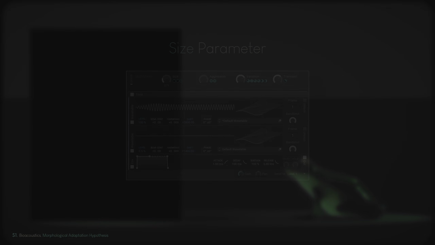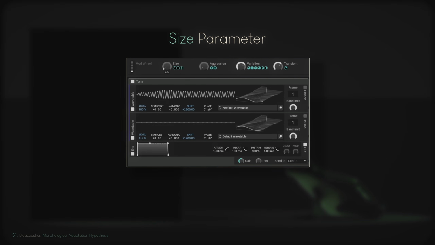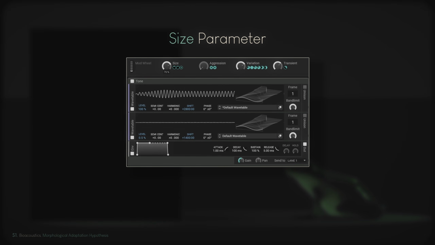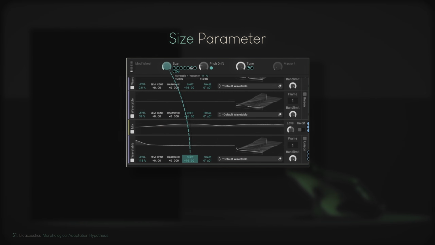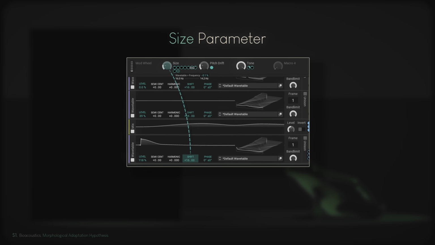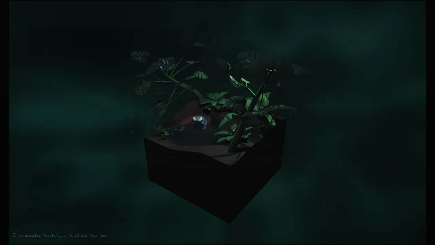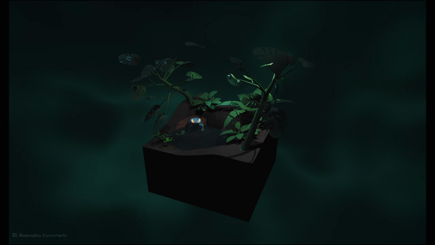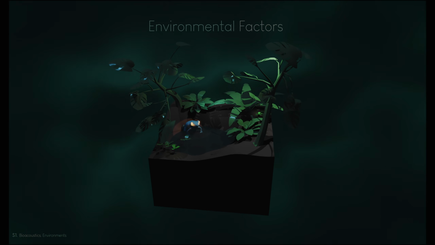So we can create a parameter for body size in our patches that controls the fundamental frequency. And depending on the organism, we may also map it to other values such as pulse rate, which we will see examples of later. In addition to morphological features, we can start to think about the organism's environment.